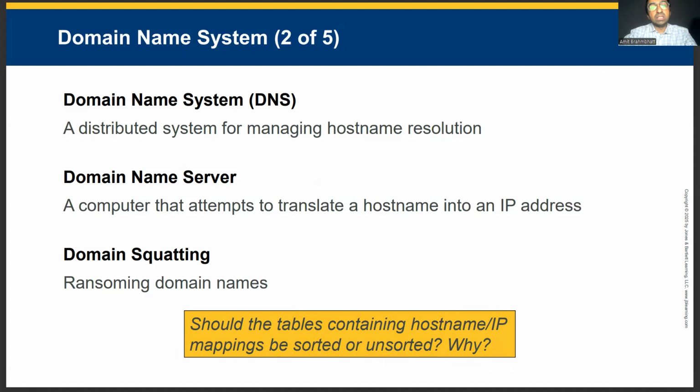The DNS is a distributed system that translates host names into IP addresses. Domain name servers store mappings. Domain squatting occurs when someone registers a domain name intending to sell it at a profit. DNS tables should be unsorted for fast hash-based lookup rather than slow linear searching.